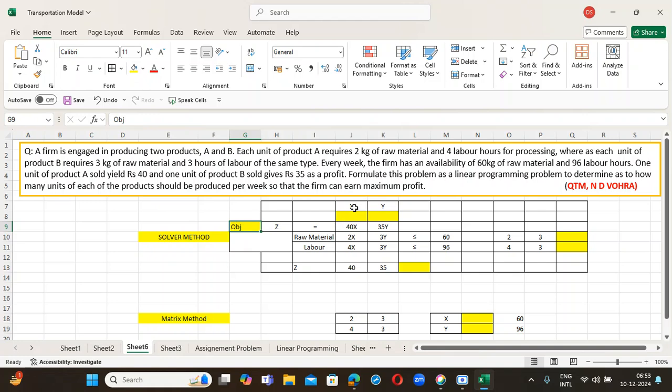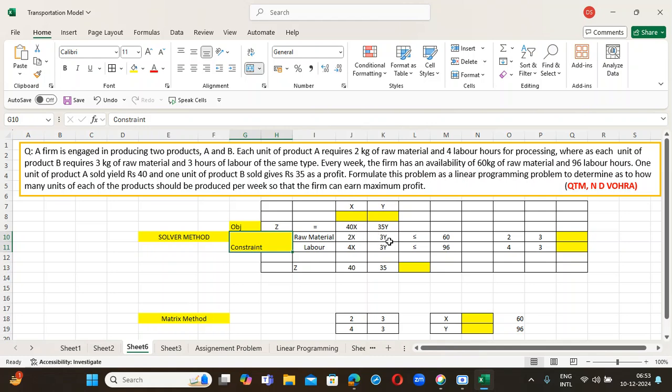Let X units of A and Y units of B be produced, and some of the constraints are already highlighted. One of the constraints is raw material, and another constraint is labor. 2 kg raw material has been required for unit A. So X units of A will require 2X units of raw material, and simultaneously 3Y units of raw material have been required for B.